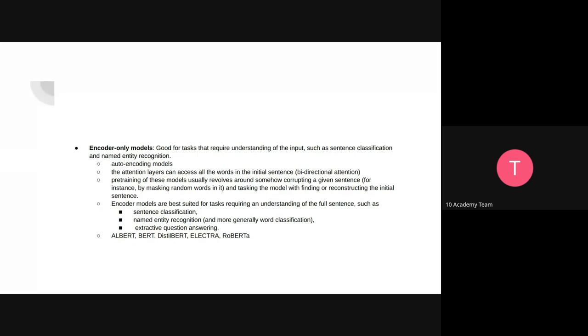And as I said, BERT is one of these bidirectional encoders. It's called bidirectional because, and this is the important part, the attention layer can access all the words in the initial sentence. So it's not only the words that come before, but also the ones that come after. It's not only backward attention, it has to be bidirectional. We're going to see this in a moment.